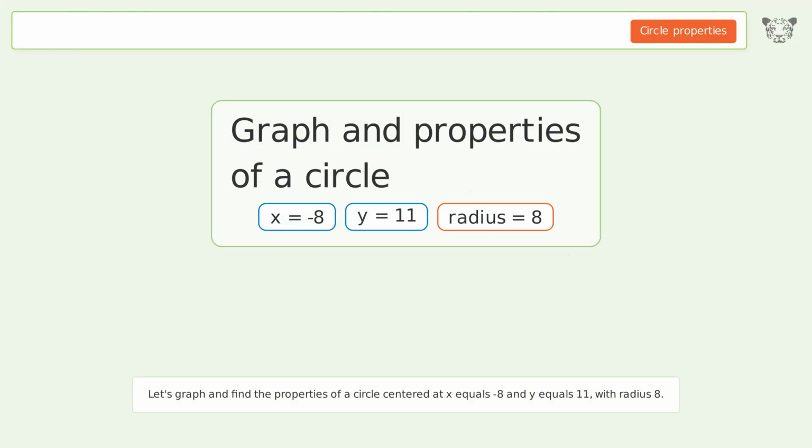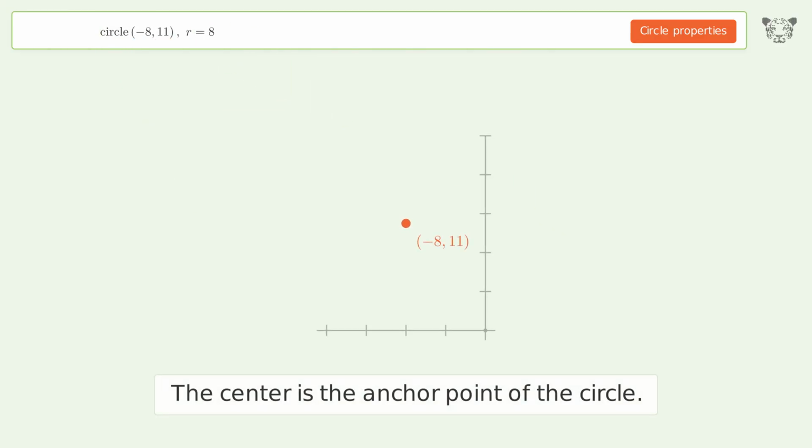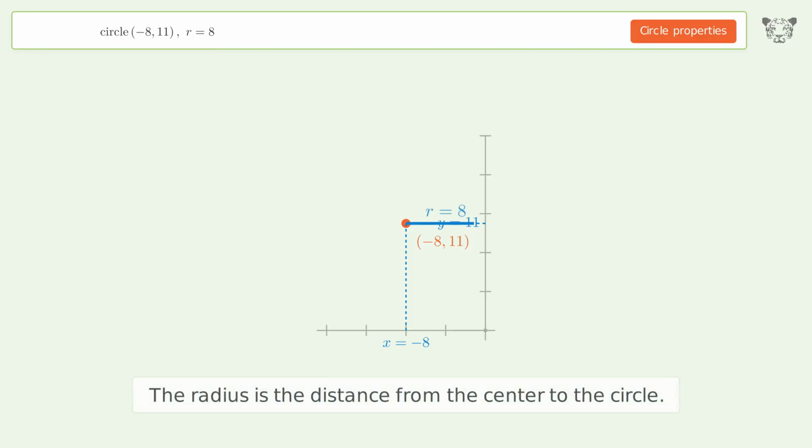Let's graph and find the properties of a circle centered at x equals -8 and y equals 11, with radius 8. The center is the anchor point of the circle. The center is at x equals -8, y equals 11. The radius is the distance from the center to the circle.